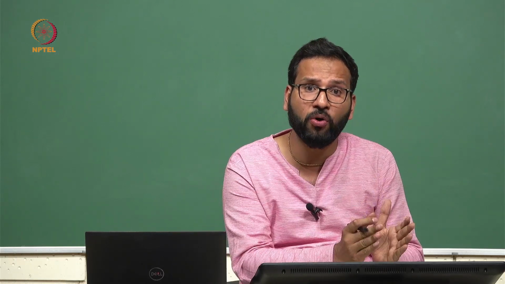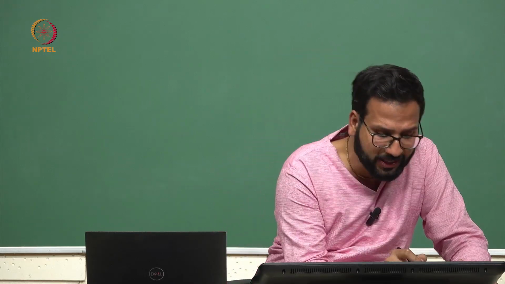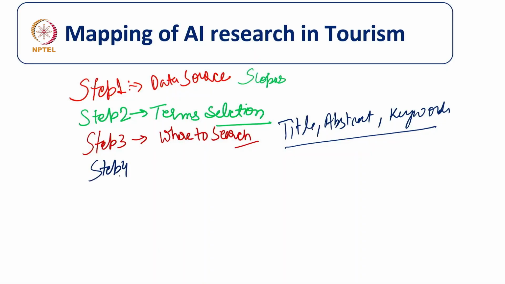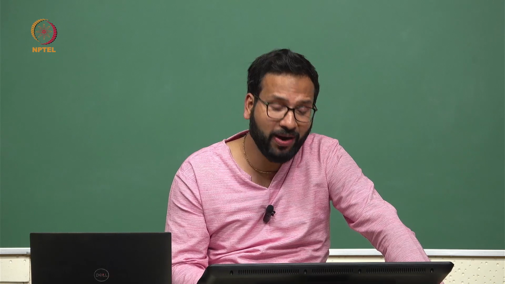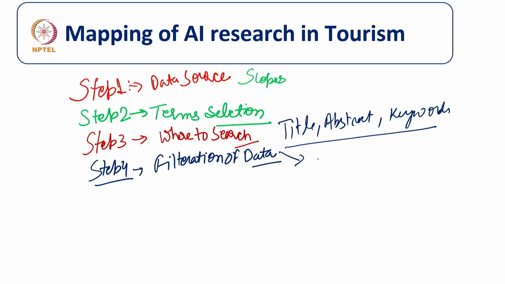So, at step 4, we will give some conditions based on which we will filter the data. So, at step 4, filtration of data. What exactly is this step 4? Say, for example, you want to limit the data by the language, maybe language English, or maybe the year, like from a starting year like 1960 to maybe 1990.